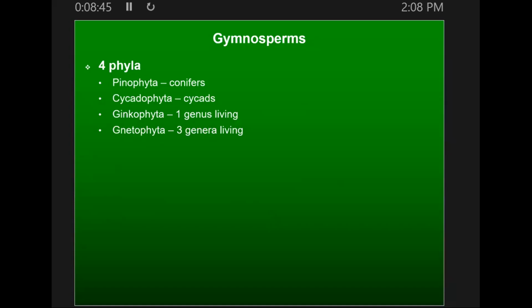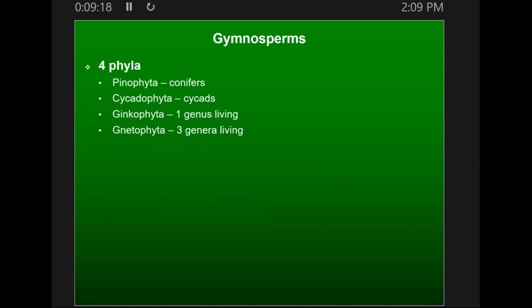The phylum Cycadophyta are the cycads. And some people, if you look at them, you would say that's not a gymnosperm because they don't look like gymnosperms, but they are. And Ginkgophyta is another one. You'd go, that's really a gymnosperm? It doesn't look at all like a gymnosperm, but it is. So Ginkgophyta, and then Gnetophyta, the G is silent on that last name there. There's only three genera that are still living. All the others have gone extinct.